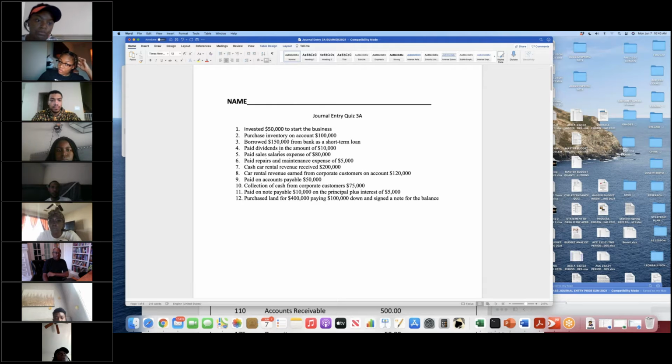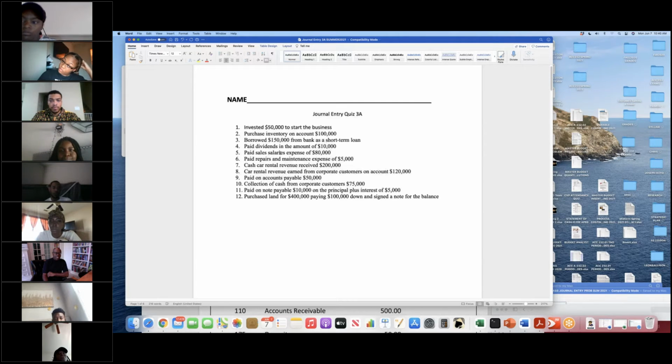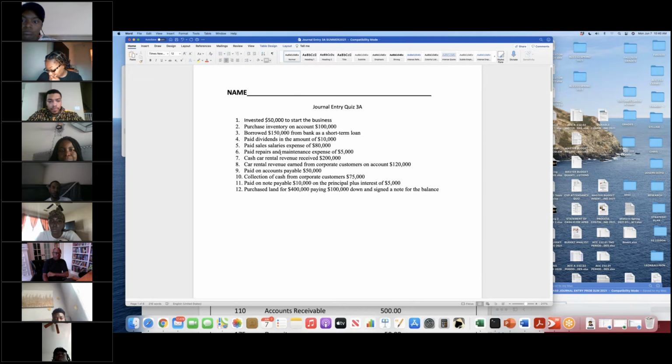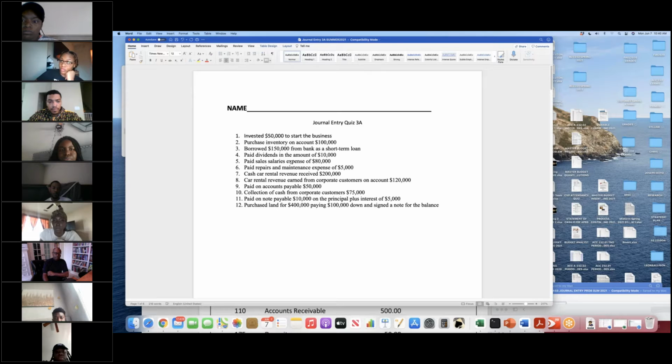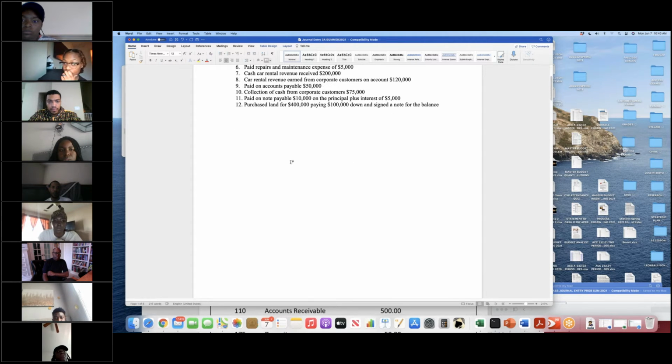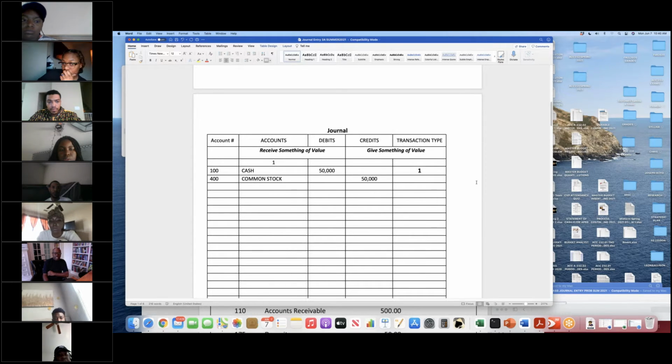Purchase inventory on account. We're purchasing inventory on account. So what type of transaction is that? 12. That's going to be a 12. So what do we debit in a 12? Inventory, account 120. Okay, so we're going to debit the asset purchase, which is inventory. So we're going to debit inventory.